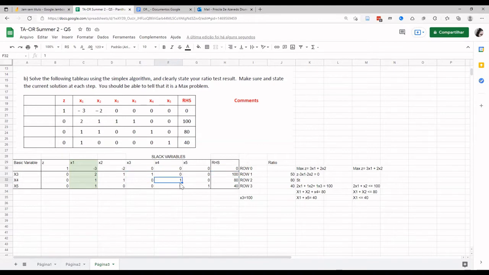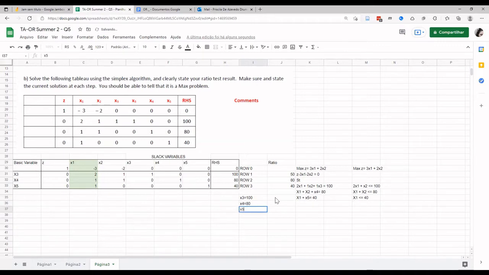Now x4 is equal to 80, and x5 is equal to 40. And that means this here is 100, so x1 and x2 are 0. So for this equality to be true, x4 has to be 80, and x1 plus x5 equals 40. If x1 is 0, for this equality to be true, x5 has to be 40. And that's exactly what's happening here.